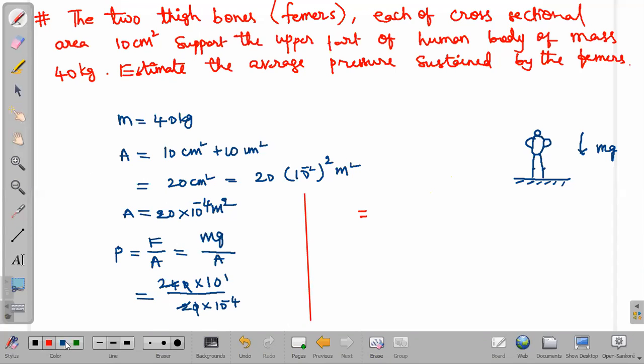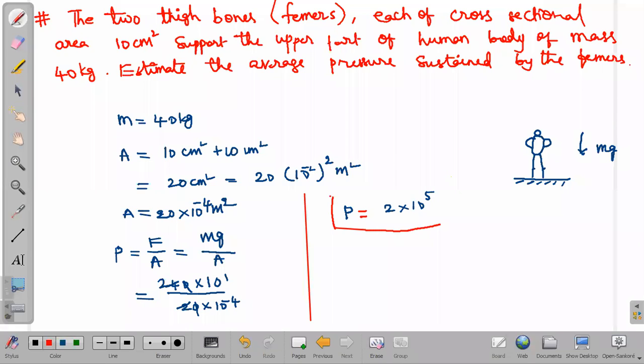So 2, if it is there. So what can we get? 2 into 10 to the power of 5 we can get. This 4, when it goes up, plus 4 it becomes, and already 1 is there. 4 plus 1, 5. Only 2 is left out. So this is the average pressure value acting on the femurs. I hope it is clear, and we will go with the next topic.